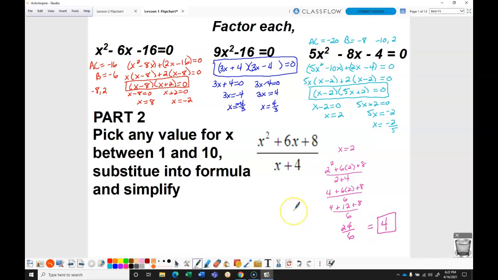Now, if you chose a different number between 1 and 10, you might end up with something different. I just chose 2. I'm not going to go through all the possibilities because, for one, there's an infinite number of values you can pick between 1 and 10. It did not specify it had to be an integer.